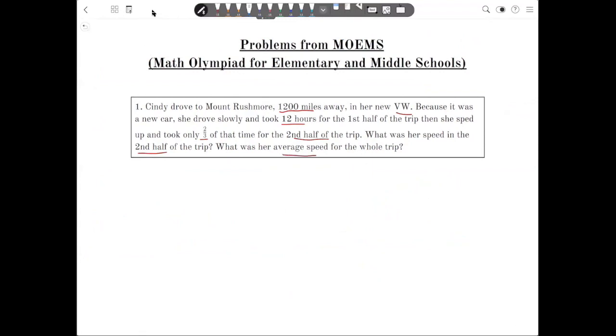Okay, so let's just say that Cindy's here, and she's driving for 1,200 miles. And she's driving to Mount Rushmore. She has a new car, so she took 12 hours for the first half, and then 2/3 of that for the second half. So let's say halfway is here. So this is going to be 600 miles. This will also be 600 miles. And the total is 1,200.